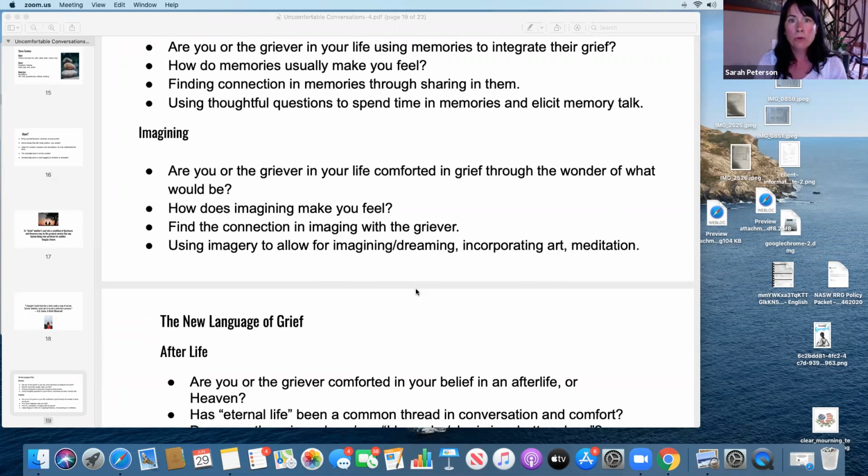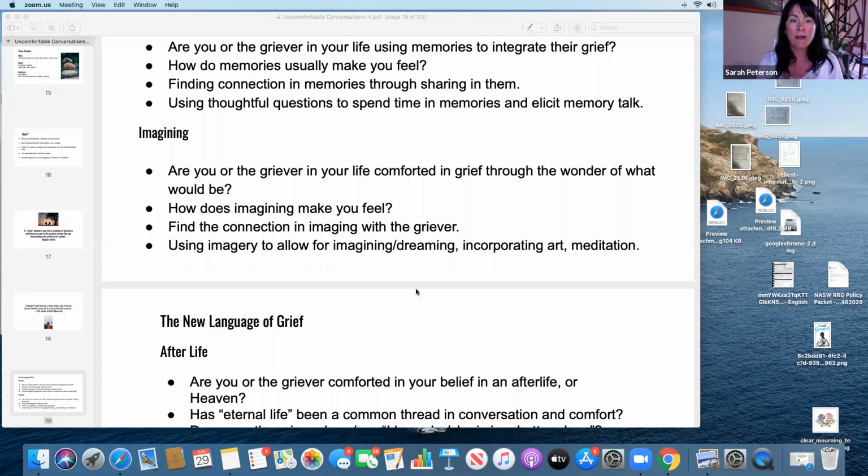Imagining. Are you or the griever in your life comforted in grief through the wonder of what would be? How does imagining make you feel? So again, I'm getting the goosebumps on my neck because I live right by a school. And so I get to watch all the kids that would be with her in first grade march on to school. And I think about what her best friend would be saying to her. And for me, that is a way of continuing to integrate the grief into my life today.